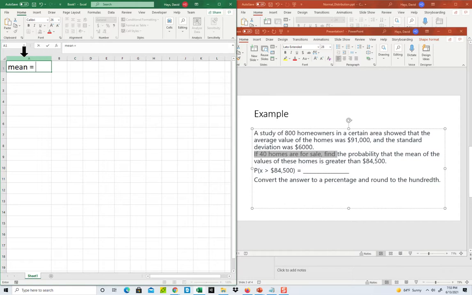Mean is 91,000. Standard deviation is 6,000, and n is 40 homes. Probability X is greater than 84,500.